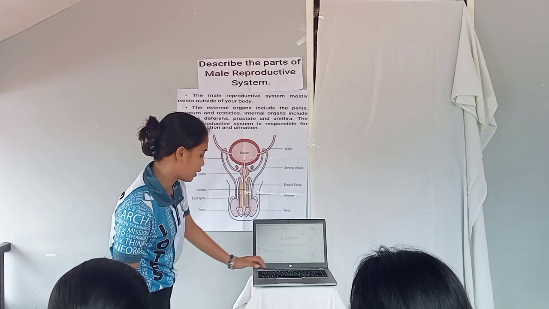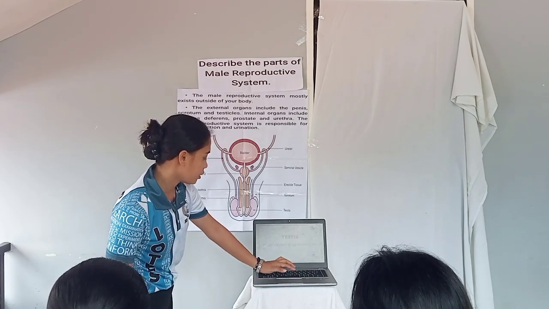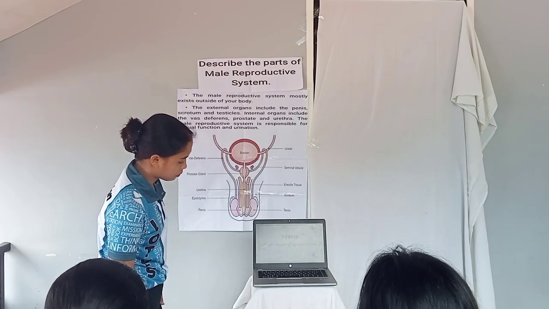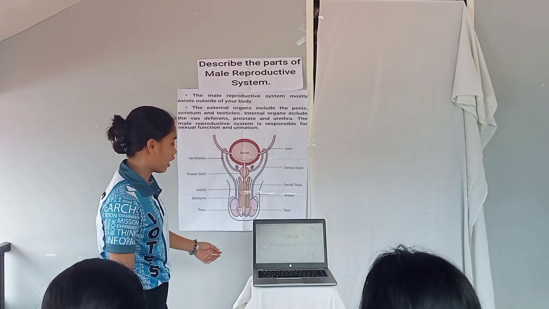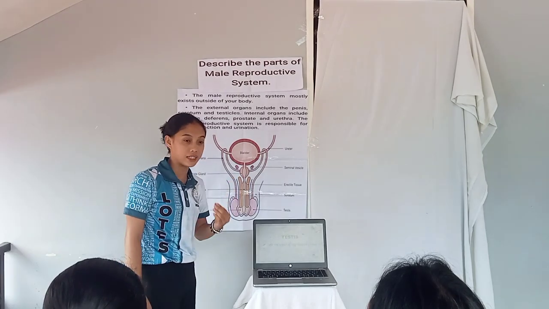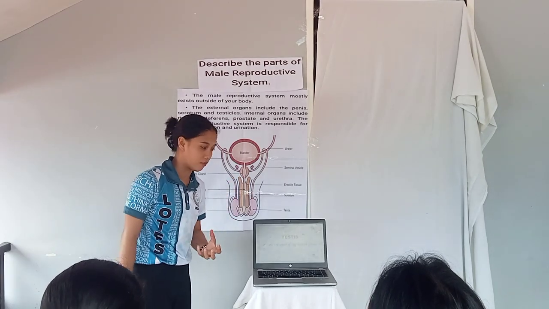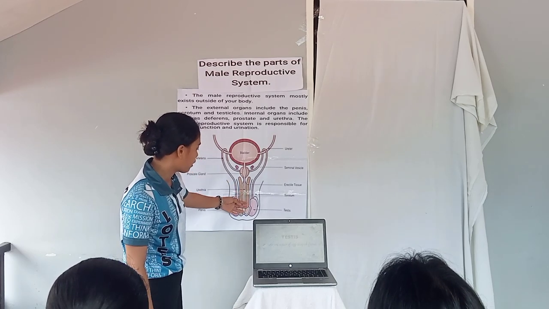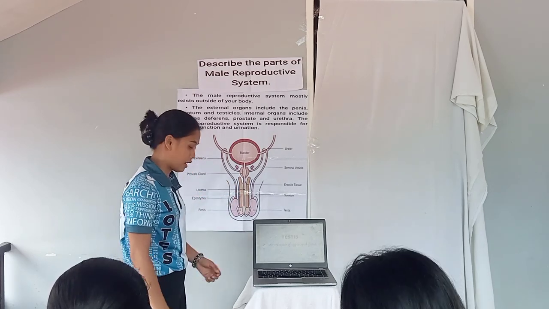Then the next part is the testes. Can you read? These are a pair of egg-shaped glands. The testes, we mostly say, are the egg part of the male. It is found at the lower part or beside the penis.